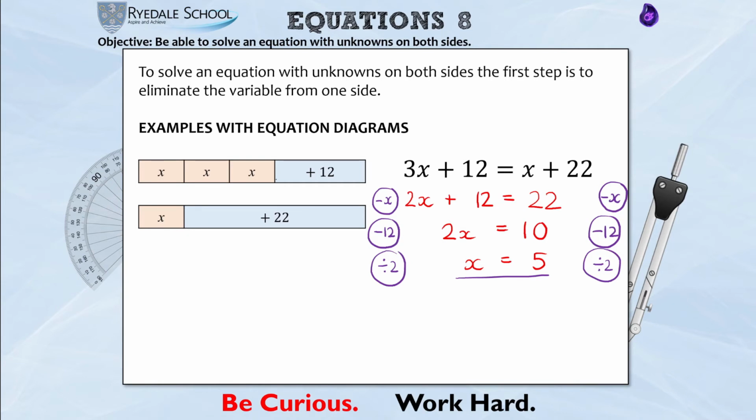If we know that each x is worth 5, then this would be 5, this would be 5, this would be 5, and if I added 12, I would have 15 add 12 is 27. So that bar altogether would represent 27. If I put x is 5 here, I have 5 plus 22, and that equals 27. So both of my bars are the same value. If they hadn't come out as the same value, my answer to my equation would be wrong.